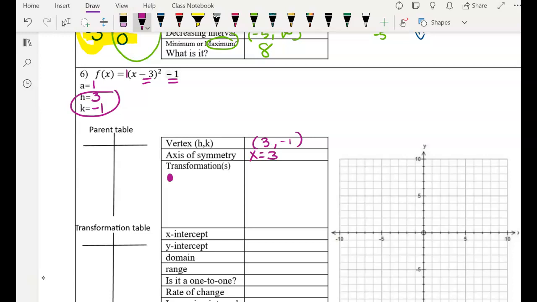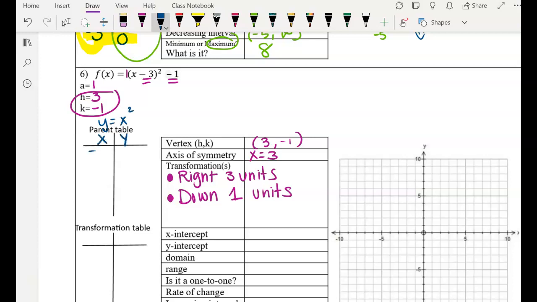So h being positive 3, that means we will shift the entire graph right 3 units. And then k being negative 1, students, so we will move the parent graph down 1 unit. So we have 2 transformations. Let's start with the parent right away. And again, guys, the parent is always the same, okay? Negative 2 for x, negative 1, 0, 1, and 2, and y is 4, 1, 0, 1, and 4.